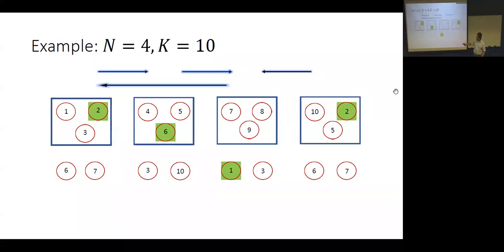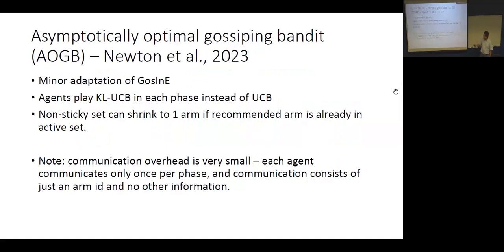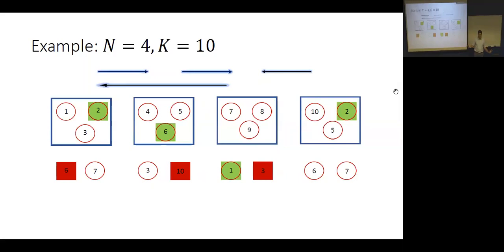Here's an example of what happens. At the end of a phase, maybe the circled arms are the ones that were played most often by that agent. They might be in the sticky set, or outside it. These arrows tell you which way the recommendations are going, who has chosen whom to talk to. Then there are also these least played arms outside the sticky set, which are going to be evicted. This one got no recommendation, so it's not evicting anything. Okay, so is the picture clear?